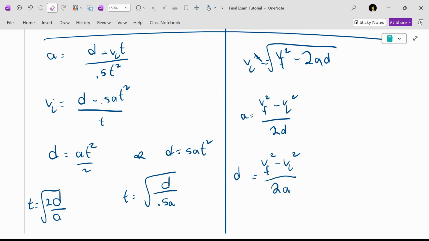If I was giving you one of those, what would the wrong answers be? Forgetting to divide by 2. Forgetting the squareds. For some reason, I see kids tell me, oh, VF minus VI over 2A is an equation. No, it's not.